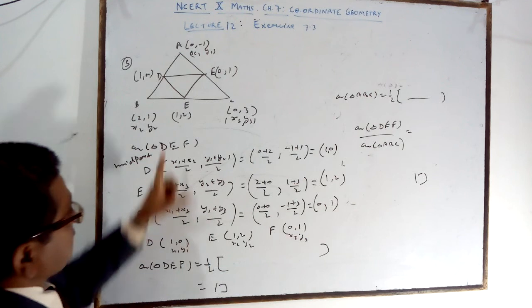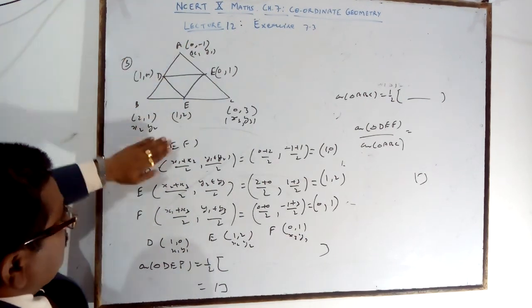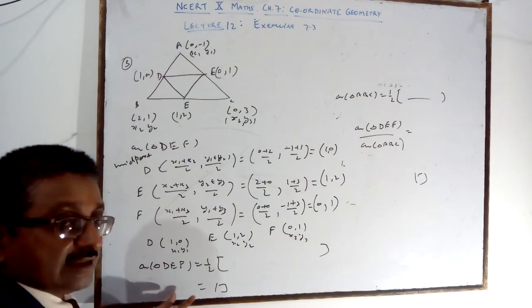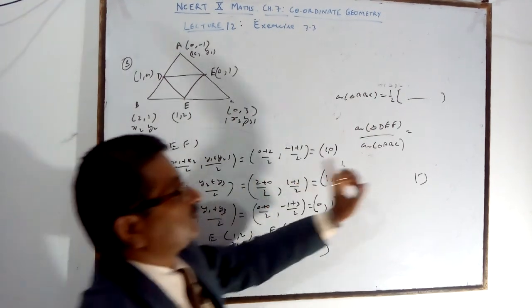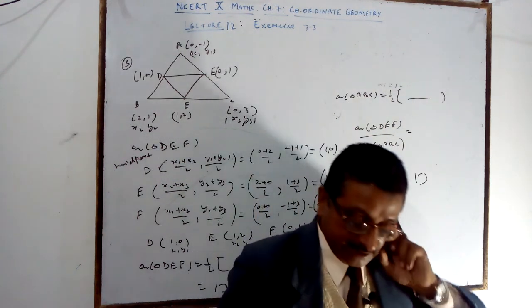Solve both the areas. First find the midpoints by the midpoint formula. Then you get the coordinates. After getting the coordinates, you find the area of DEF. Then you find the area of ABC also. Write DEF upon ABC and you will get the answer.